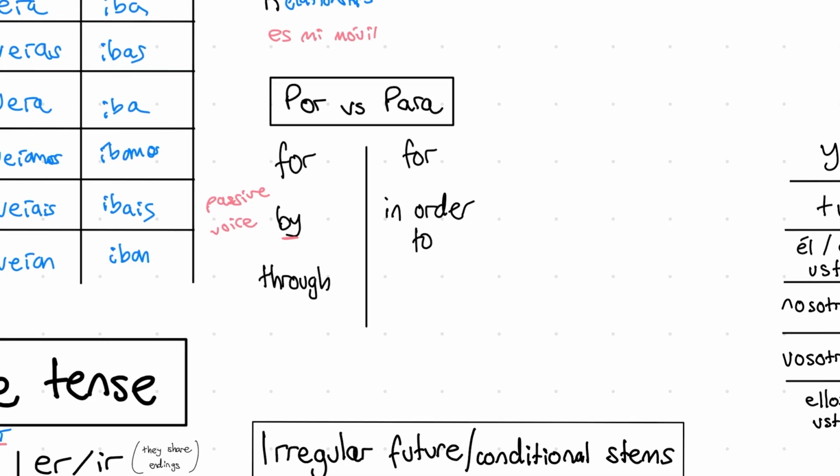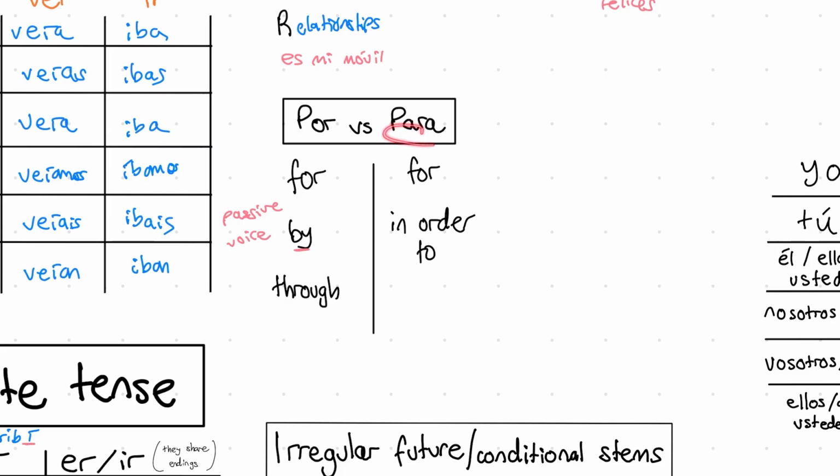Then looking at para, it has slightly fewer use cases. Again, one of which is that it can mean for, if I say, este regalo es para mi amigo. This gift is for my friend. Then in order to is probably the most common meaning of para for GCSE. In a lot of sentences, you're going to use para to show purpose. And I've got videos on sentences and going through uses of para in this sort of writing context that I'll link in the description.